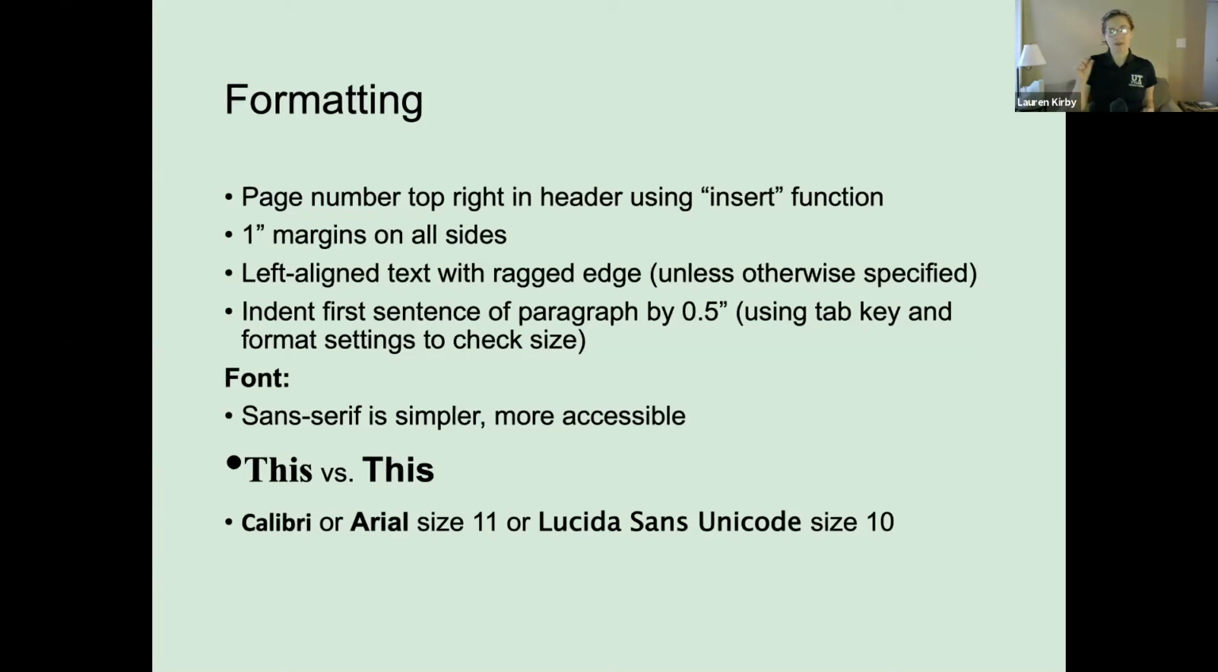Whereas I've shown Arial on the right side there, the word "this" printed in Arial, and you can see it's just extremely straight, clean lines with no extra little frills on it. Okay, so we want to use the ones with no extra frills, and these are called sans serif fonts. The sans serif fonts that are encouraged in your APA manual are Calibri or Arial, and those can be size 11, or if you use Lucida Sans Unicode, use size 10.